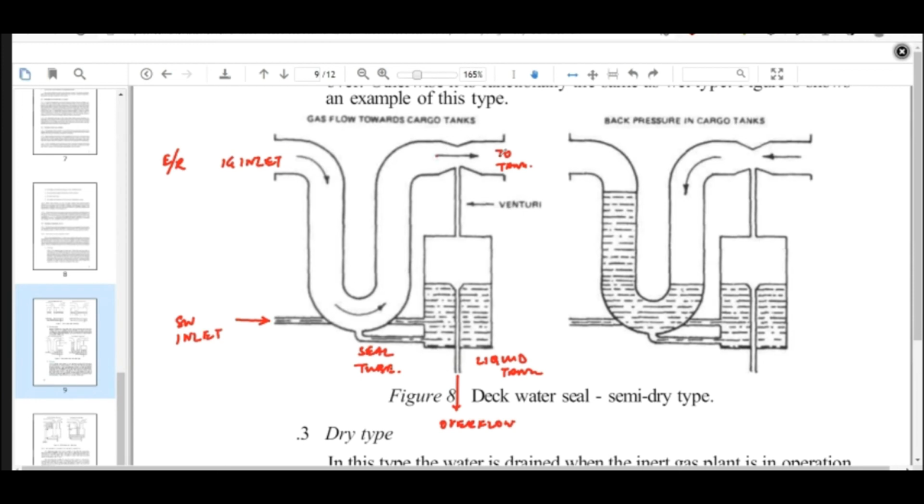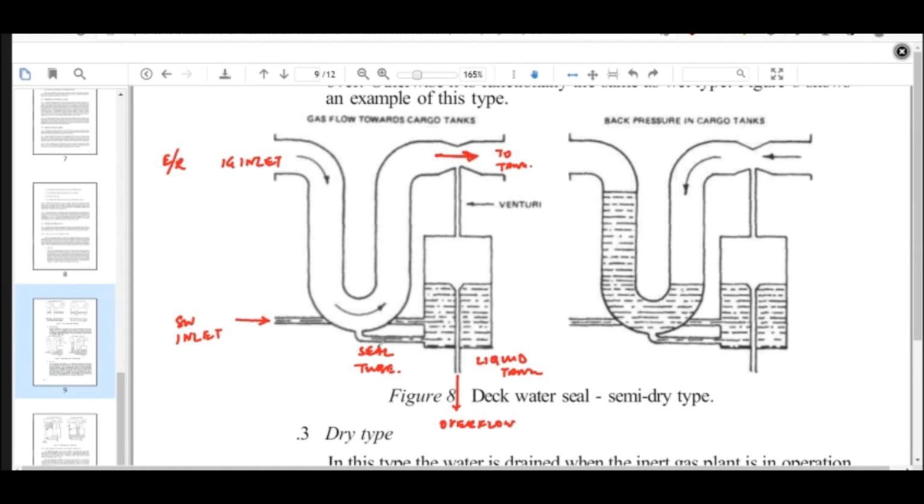And this flow in this direction, usually at very high pressure, is able to create that venturi here, so that this U keep is dry. The U is dry.